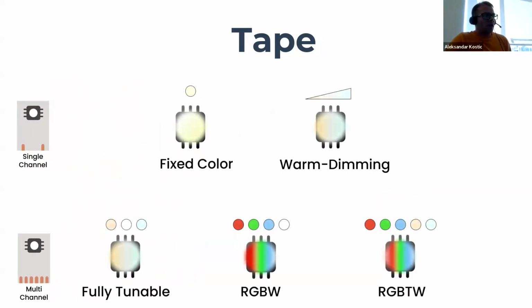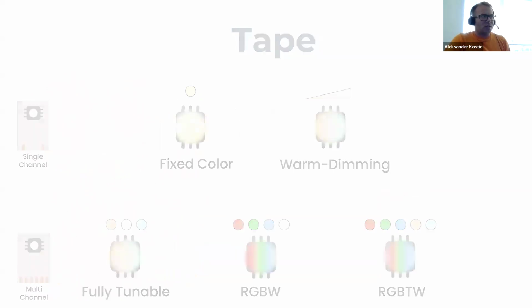So which tapes are single channel and which are multi-channel? Single channel are fixed color and warm dimming, and multi-channel LED tapes are fully tunable with 3 channels, RGB white with 4 channels, and RGB tunable white with 5 channels.